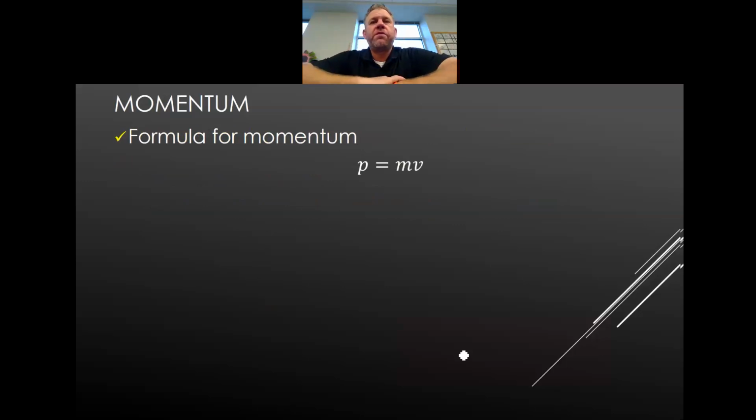Formula for momentum. Make sure that we take this formula here and circle, star, highlight that, put that in our list of stuff. P equals mv. Again, P is momentum. M is our mass in kilograms.